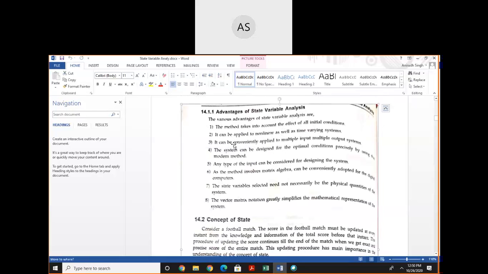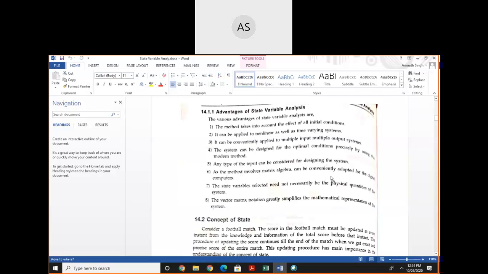Advantage of state variable analysis. This method takes into account the effect of all initial states. This can be applied to nonlinear as well as time varying systems. It can be conveniently applied to a multiple input, multiple output system. It can be designed for optimum or optimal conditions precisely by using modern theory. Any type of input can be considered for the design of the system.